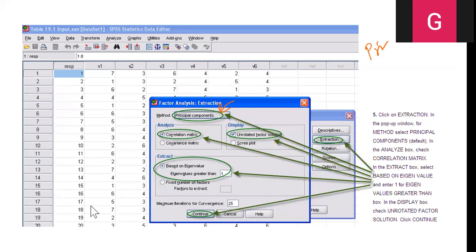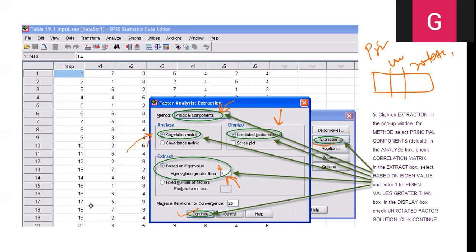We want correlation matrix. Why? This is the first step. We want to check what the correlation is. Then unrotated factor solution also. We need the unrotated factor solution. Remember that variance table, we had the unrotated and then the rotated ones. Eigenvalue: we want to retain only those factors which have eigenvalue greater than 1. So put 1 here and then continue.